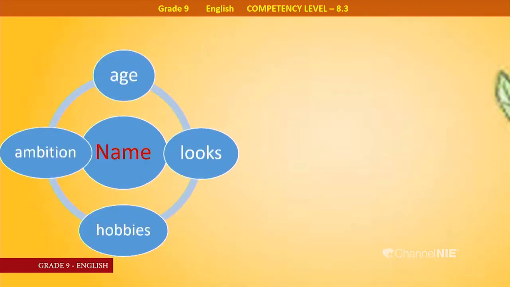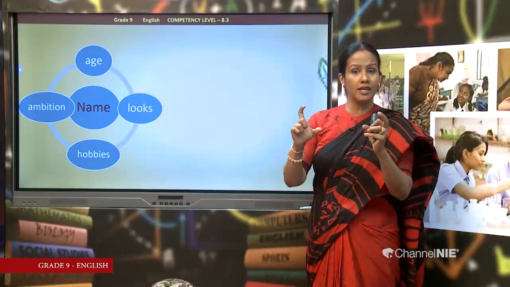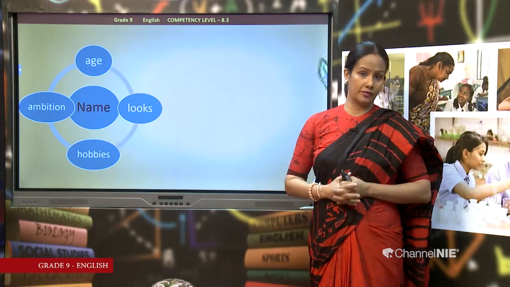Here is the mind map I have made in my mind about the friend. Here the name. Then these are the things I am going to tell about her. What are the things I am going to tell about her? Her age, her looks, her hobbies and her ambition. So, these are the things I am going to include in my paragraph.